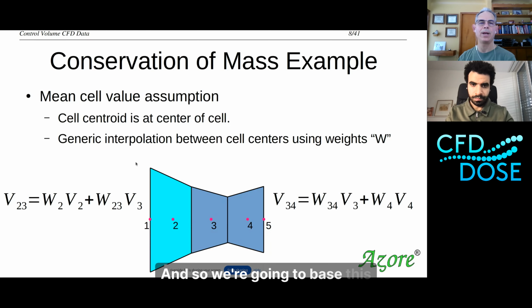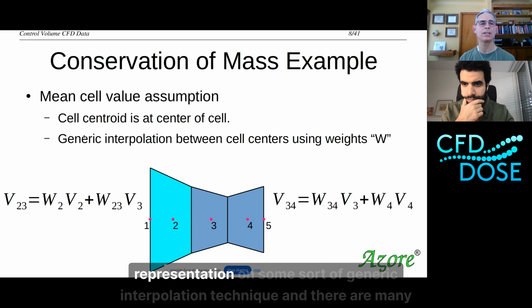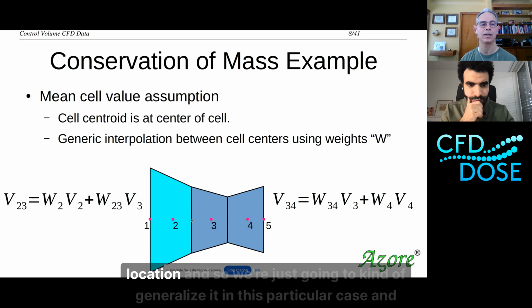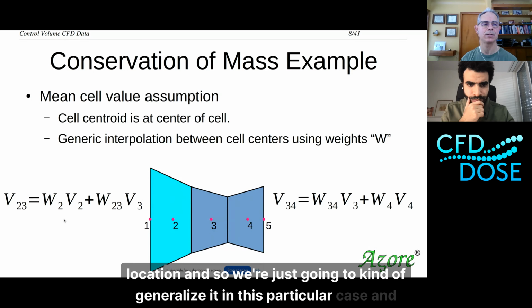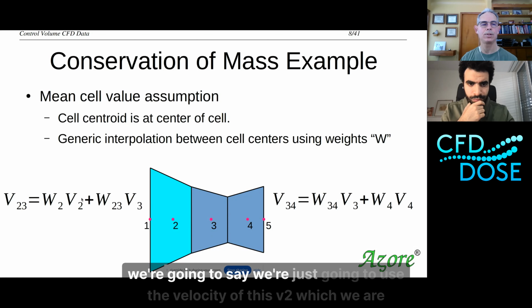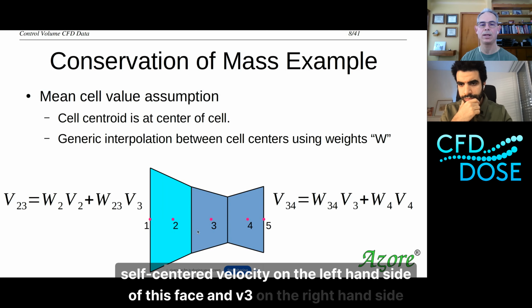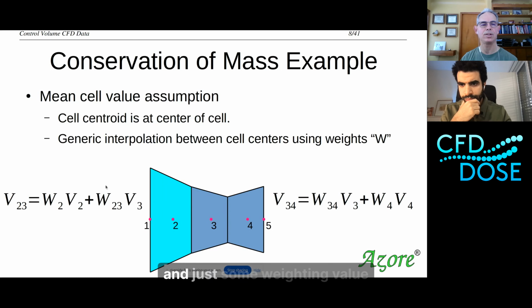And so we're going to base this representation on some sort of generic interpolation technique. There are many interpolation techniques that you can use to figure out what a value might be at this location, and so we're just going to generalize it in this particular case. We're going to use this v2, which would be our cell-centered velocity on the left-hand side of this face, and v3 on the right-hand side, and just some weighting value on either side.